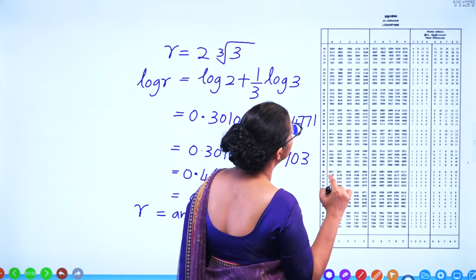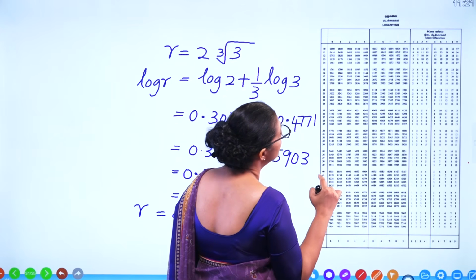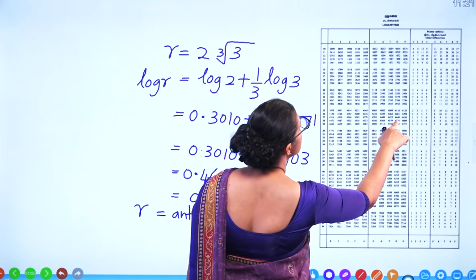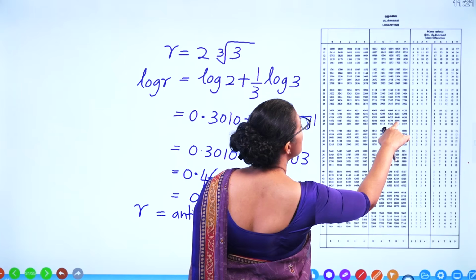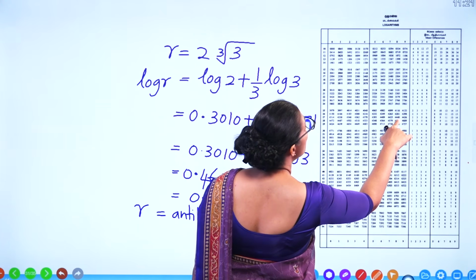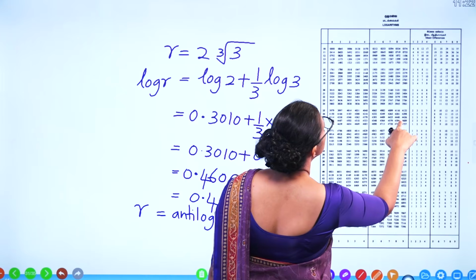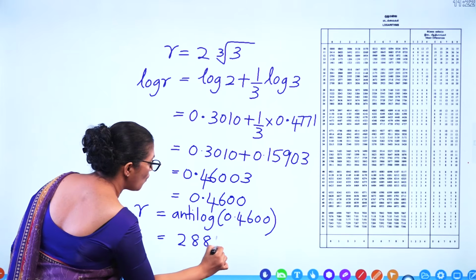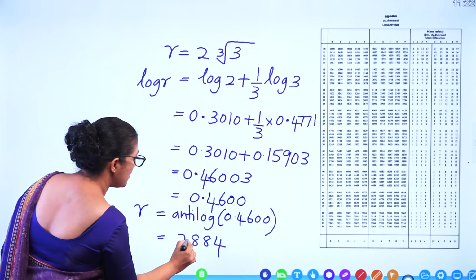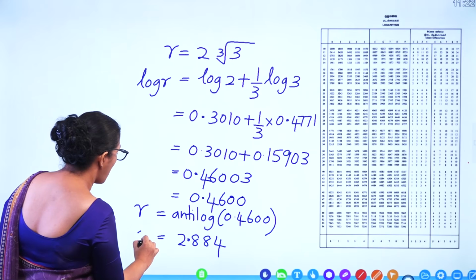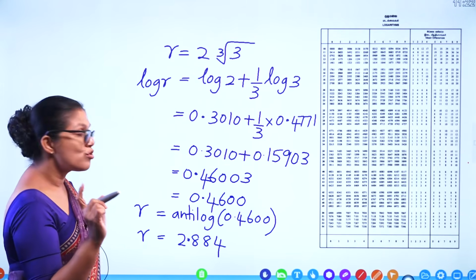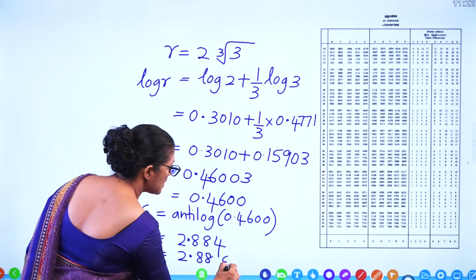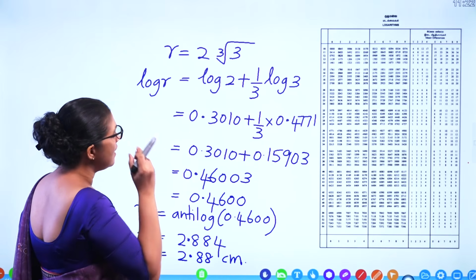4600. Four, 5, 9, 4 is there. So 28. And how many we need? We need 6. That's from 4. 28, 8, 4. And here 0 point means 2.884 is R value. You need the R value correct to 2 decimal places. So R equals 2.88 centimeters. So that's the final answer.